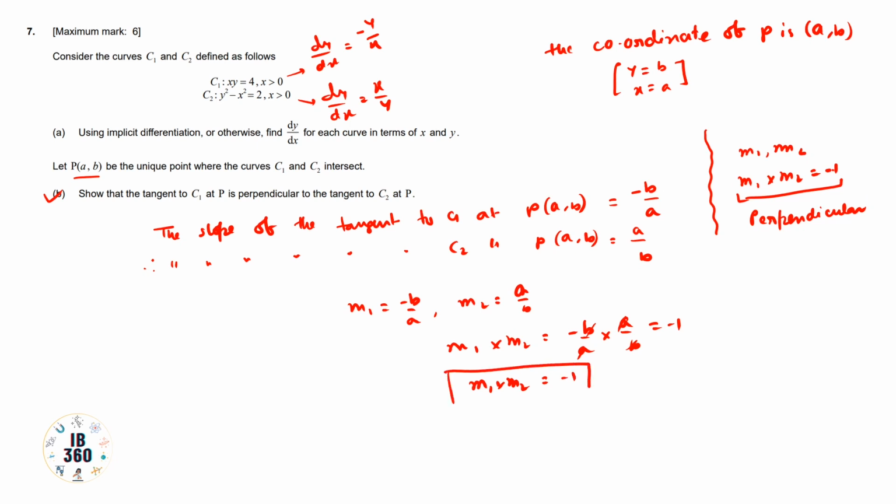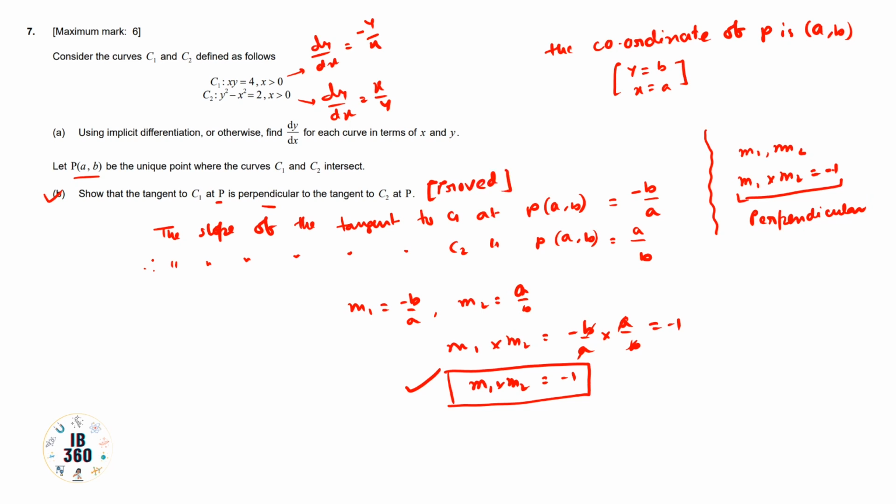So the multiplication of the slopes of the tangents is equal to minus 1. It means they are perpendicular to each other. The tangents are perpendicular to each other. Using the formula, we have proved that the tangent to C1 at P is perpendicular to the tangent to C2 at P. As this is the relation, m1 times m2 equals minus 1, this is proved.